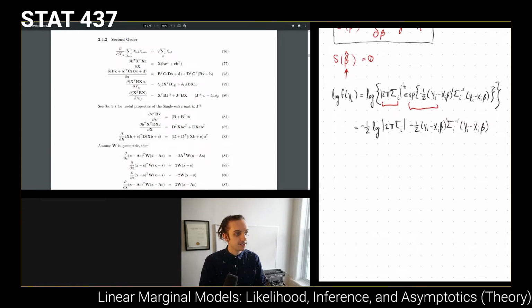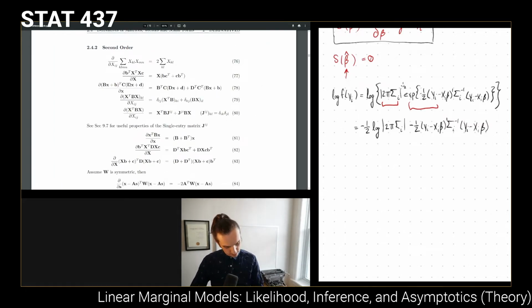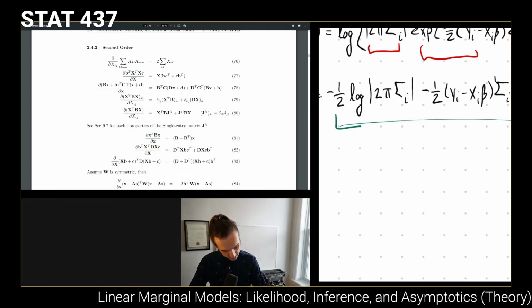The reason that it's so useful for us right now is because we're going to be taking the derivative of this expression with respect to beta. We can take a look first and note that in this first term, there is no beta. So the derivative of that with respect to beta is going to be equal to 0. So that's easy enough.